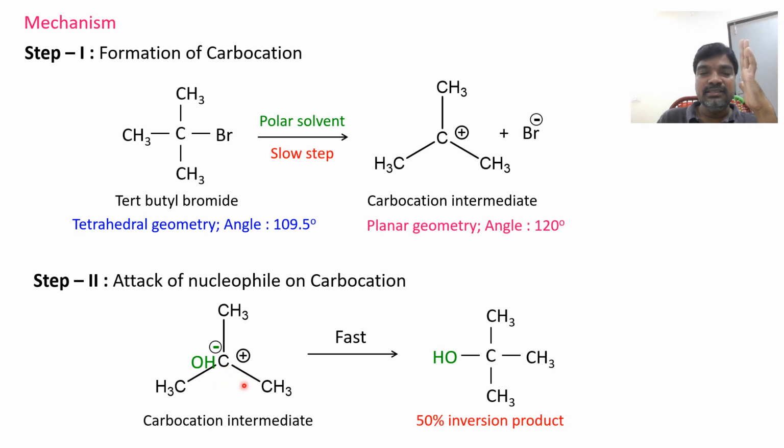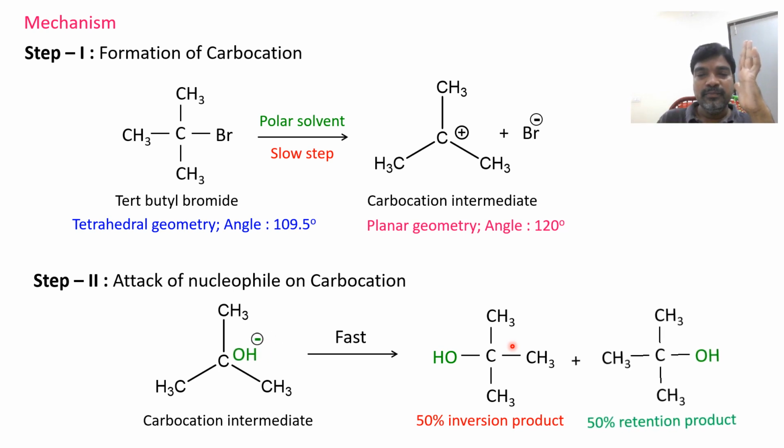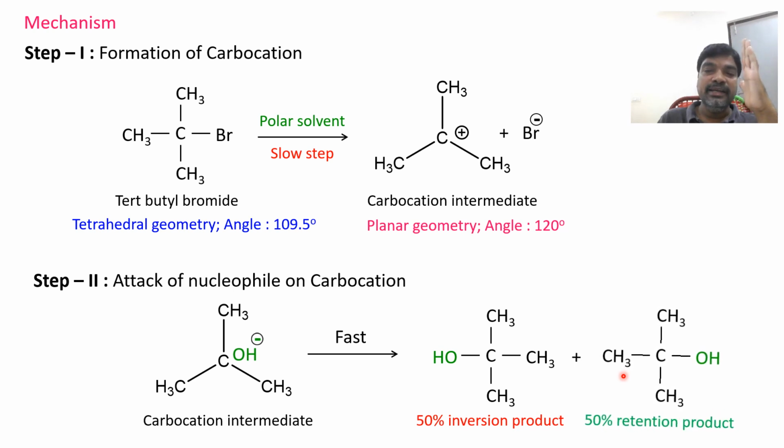However, OH minus is a strong nucleophile, so there is a possibility to attack from the front side also. A similar possibility is there. Therefore, if OH minus attacks from the front side, what is happening? 50% retention product is formed. That means where the bromine was, in exactly that position, OH is substituted. Therefore, this product is known as the retention product. That's why in the SN1 reaction mechanism, 50% inversion product and 50% retention product is formed. This is about the SN1 reaction.